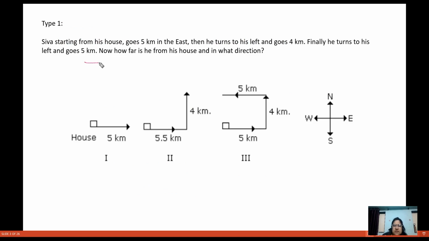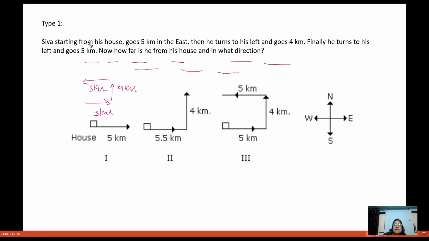Now look at this. It is saying Siva, starting from his house, goes 5 kilometer in the east, and then he turns to his left and goes 4 kilometer. So 5 kilometer in the east, then he turns towards his left and goes 4 kilometer. Finally he turns to his left and goes 5 kilometer. Now how far is he from his house and in what direction?